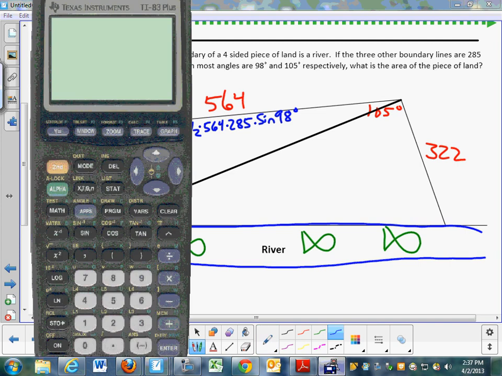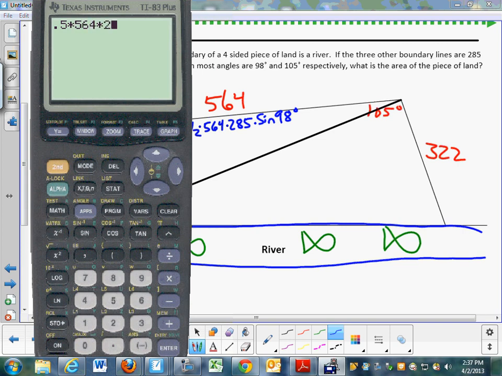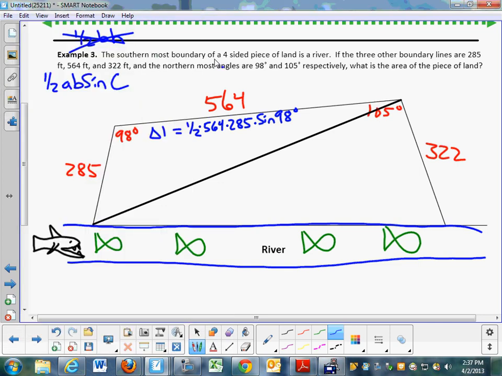Take out my calculator. 0.5 times 564 times 285 times the sine of 98. 79,587.84. $79,005 what?